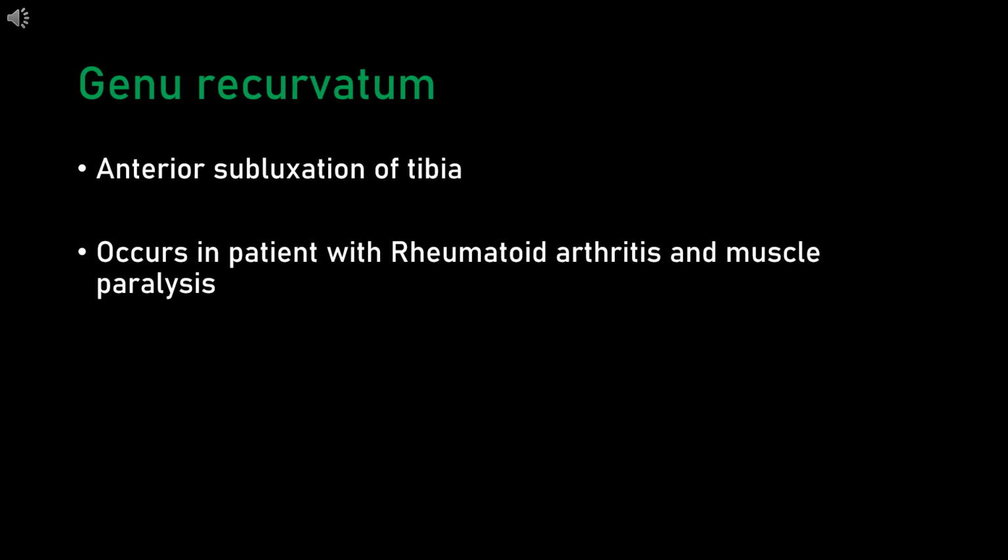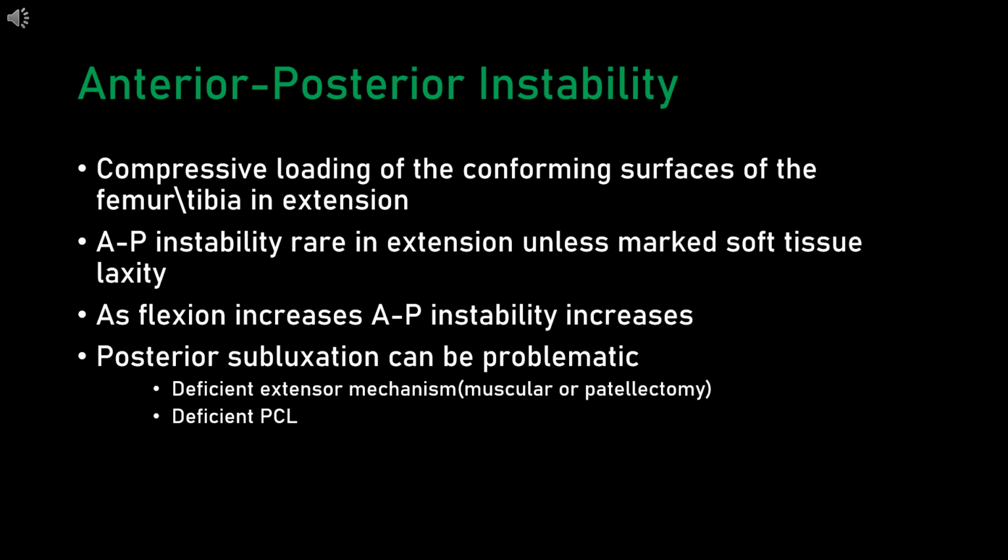Genu recurvatum. Anterior subluxation of the tibia occurs in patients with rheumatoid arthritis and muscle paralysis. Anteroposterior instability: compressive loading of the conforming forces of the femur and tibia in extension. AP instability is rare in extension unless there is marked soft tissue laxity. As flexion increases, AP instability increases. Posterior subluxation can be problematic if there is a deficient extensor mechanism or deficient PCL.